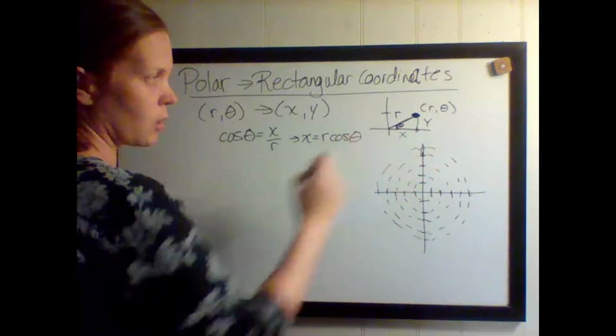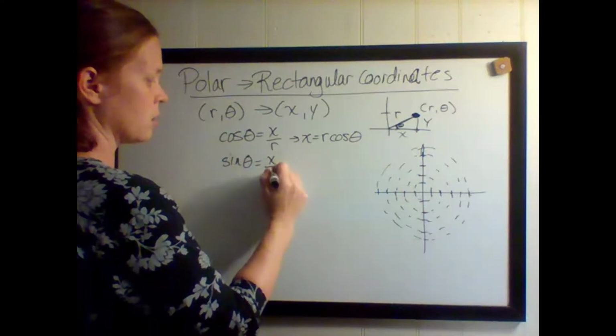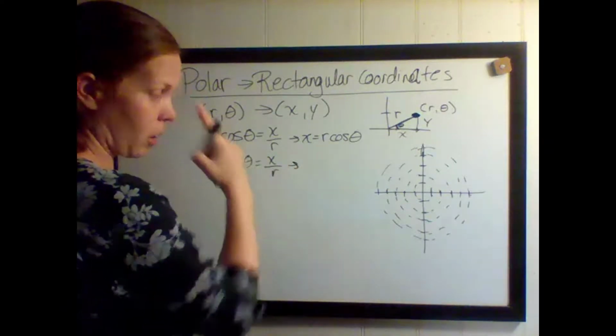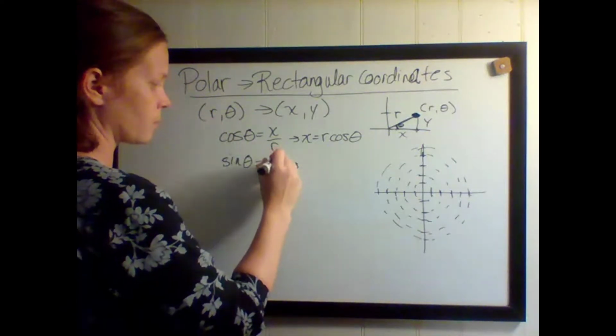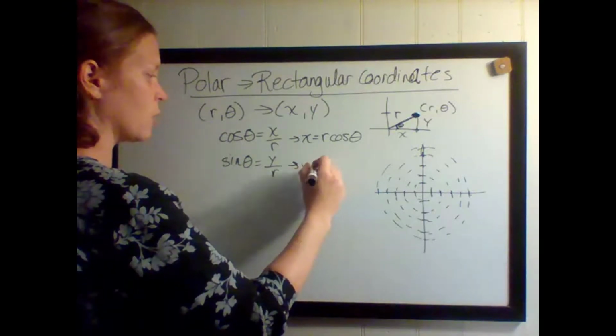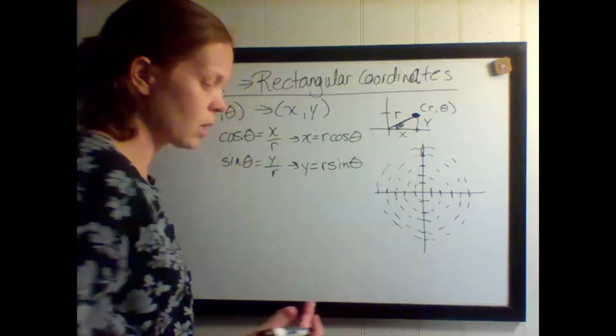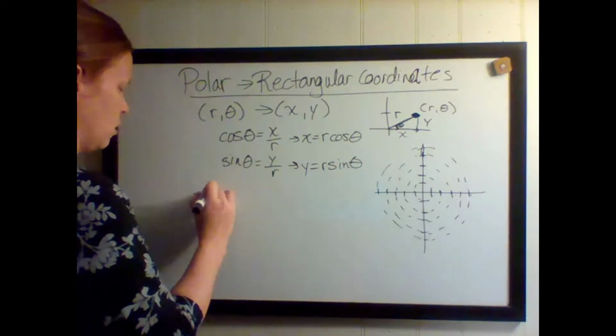Similarly, to find y, that's the opposite, so I would set up sine. Sine is opposite over hypotenuse, y over r. So to get the y value, I would always be doing r sine theta. So let's do an example, see if that makes sense.